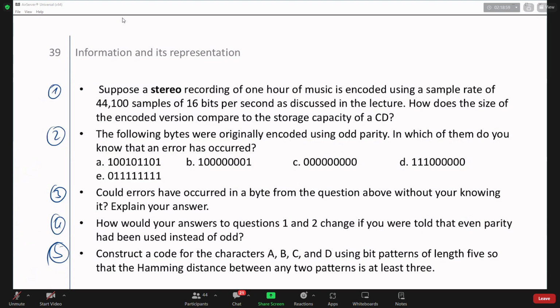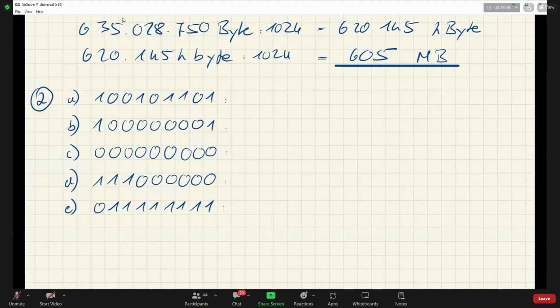So let's look into that problem and let's solve that one. We have here 5 different bit patterns, and all of them were transmitted and encoded using an odd parity. So what we have to have is an odd number of ones. If we are counting now here, we have 1, 2, 3, 4, 5 ones. So 5 times 1, and that's odd. So that's a valid pattern.